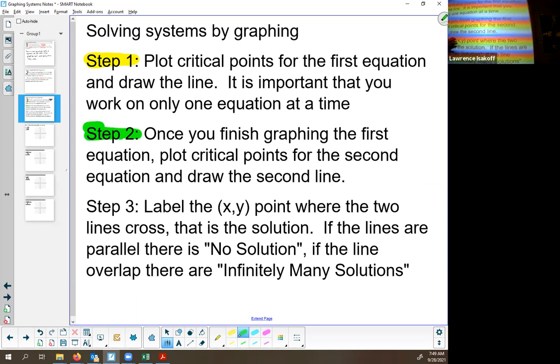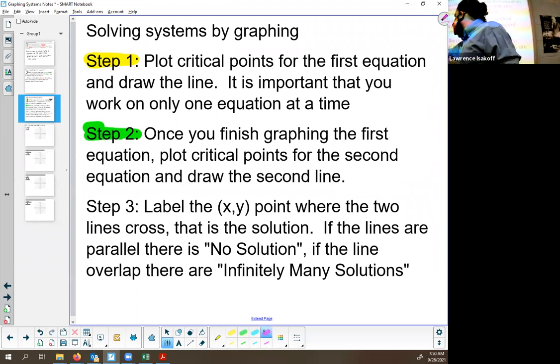So again, I'm saying a little bit of extra stuff here. It's not a big deal that I'm saying extra stuff. I'm just trying to be very deliberate here. But the basic is draw your first line completely. Once you draw your first line completely, draw your second line completely.